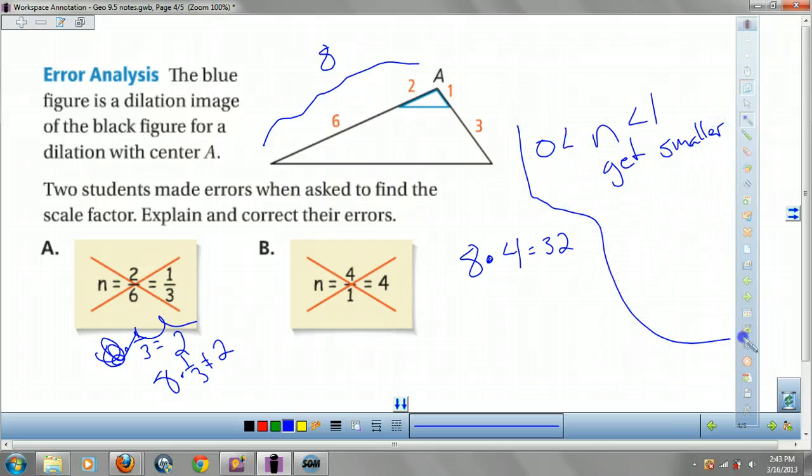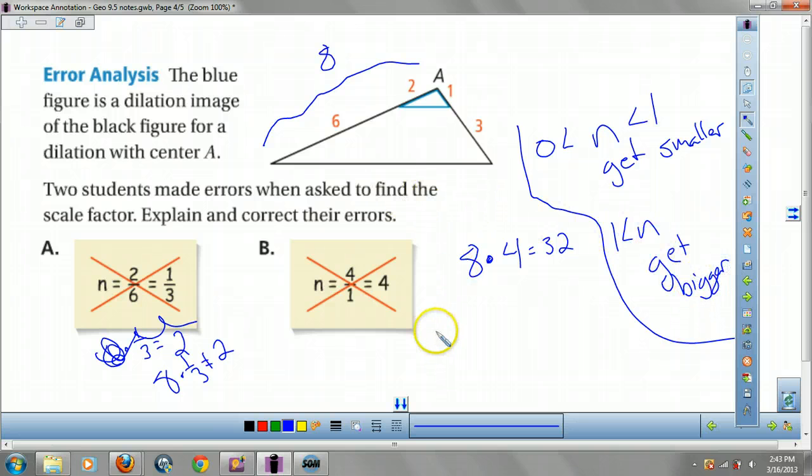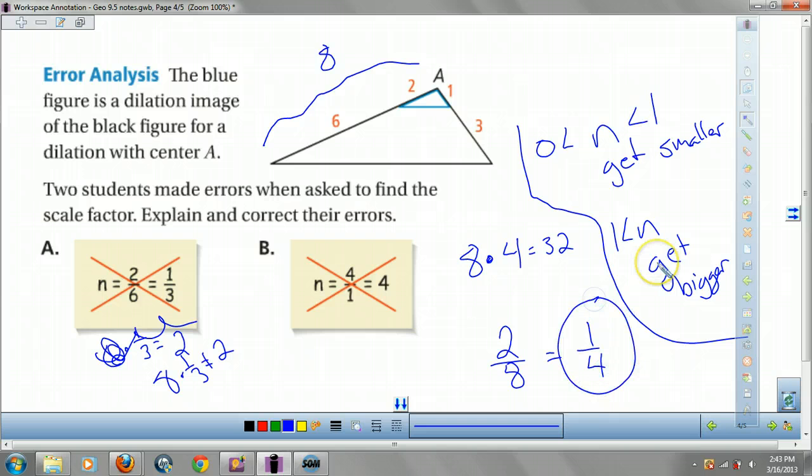Make sure you write this down somewhere. If n is greater than 1, you're getting bigger. If n is 1, nothing, you're staying the same. Okay? So to actually do this, you're going from 8 to 2, right? So your scale factor is actually 2 over 8, or a fourth. Because what's 8 times a fourth? It's 2. And that's what we want to do. The end.